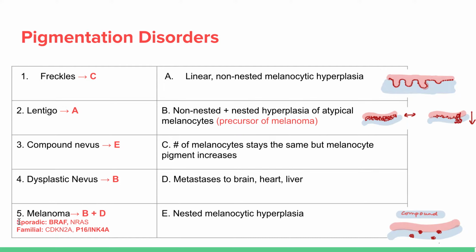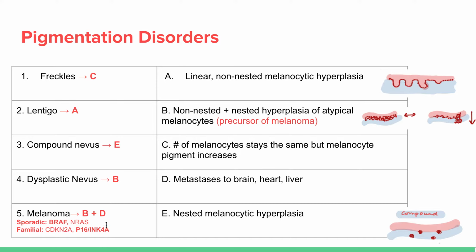Number 5 is melanoma. I think one of the most important things to know about melanoma, or one of the most high yield things that they ask on the exams, is the mutations that are involved with melanoma. So you want to remember that if it's sporadic, BRAF is the most common one. However, if it's a familial melanoma, it's either CDKN2A or your P16-INK4A mutation.